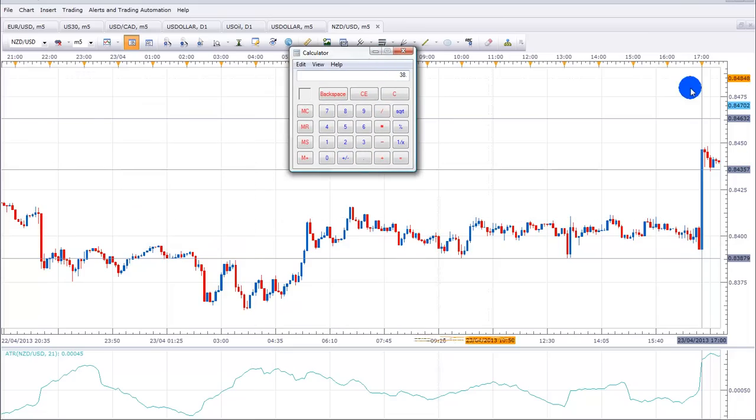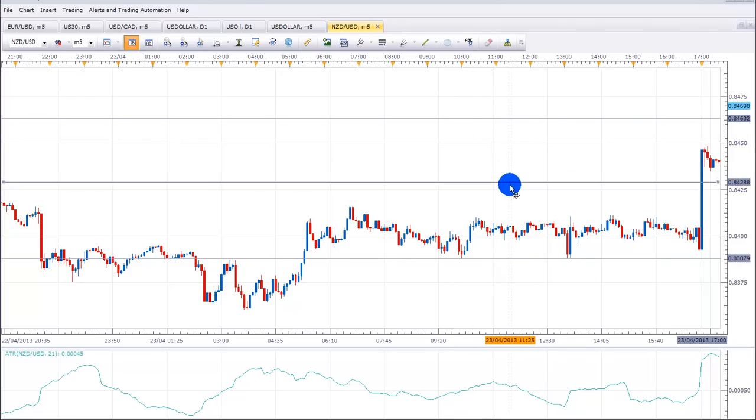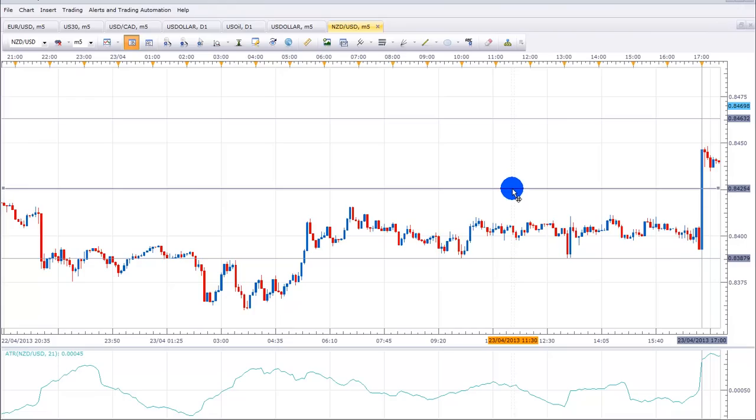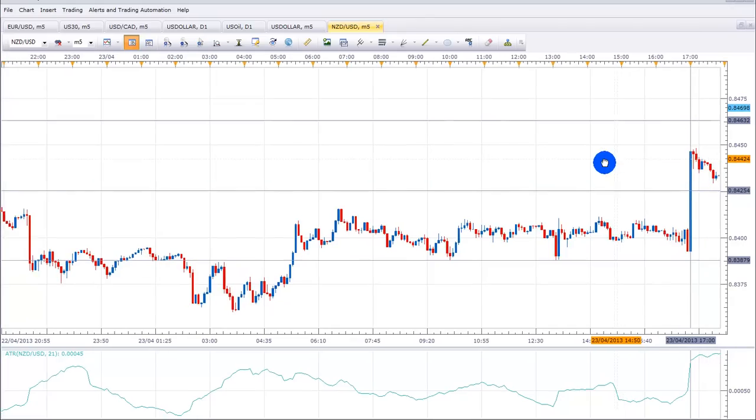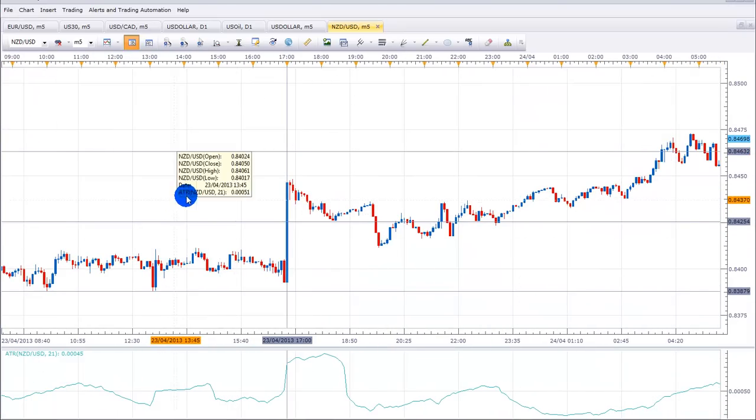So from the expected high of the day, which will be out here at 0.8464, you minus 38, which will be 8426. So now the way you would trade this is you would expect the market to come down to 8426 around here. You would have your stop loss below these lows because these are the lows expected for the day based on the average true range, and you would enter here and hit your take profit. That's another method.